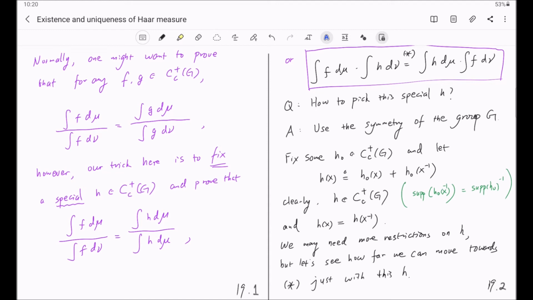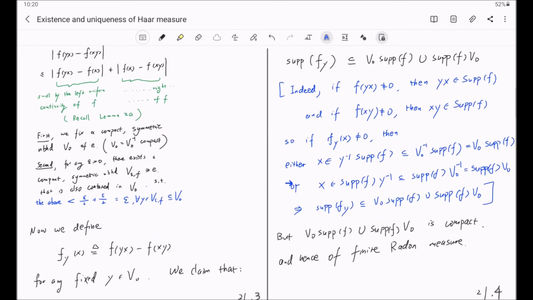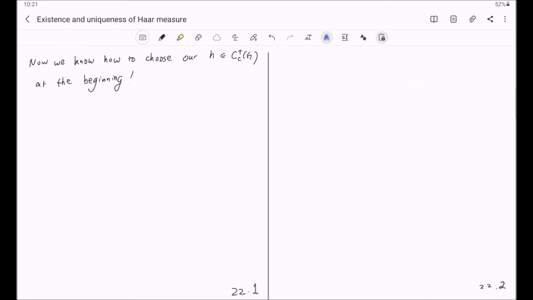But now I can tell you, we know how to choose this h now, thanks to our effort in here. In particular, our effort in making choices of this V_ε,f and V_0. So now let me tell you how to finalize our choice of h in C_c^+(G). We'll construct this h as follows.